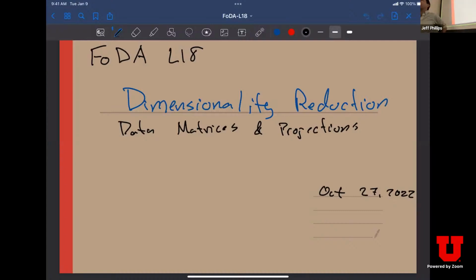Today we're going to start a new section on dimensionality reduction. This part of the course will be the most intensive in the linear algebra. Let's get started. All right.